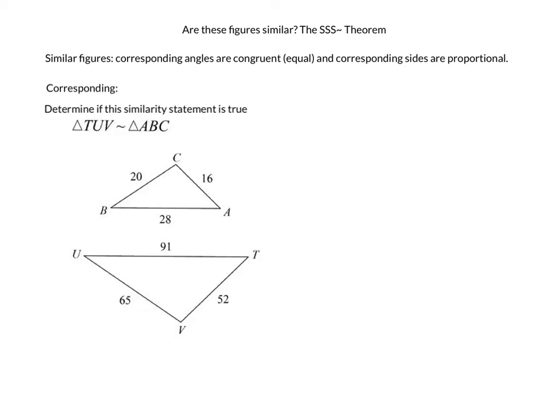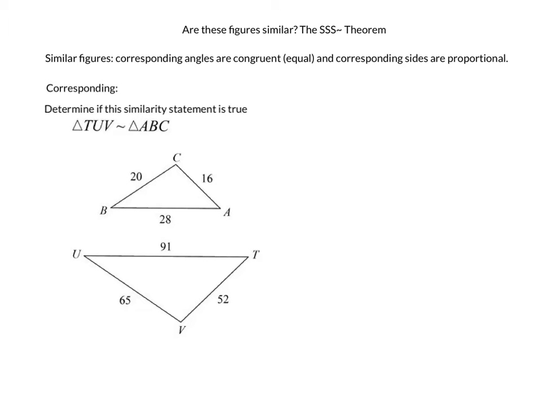Hi, welcome to this video which will talk a little bit about the side-side-side similarity theorem. That's a theorem that we use for similar figures, and it's a way to show or prove that two figures, in the case that we're looking at right now, two triangles, are similar. So similar figures have two properties. If you want to write this down in your notes, it's not a bad idea.